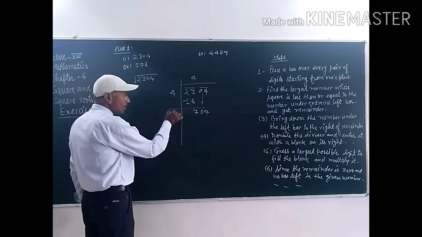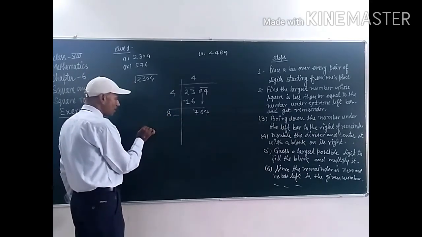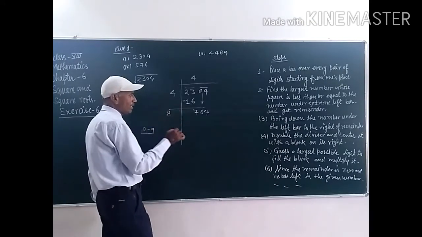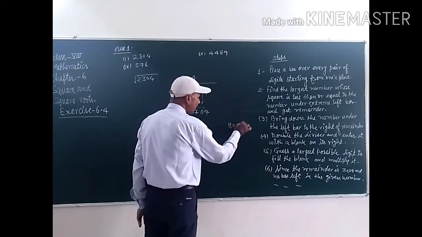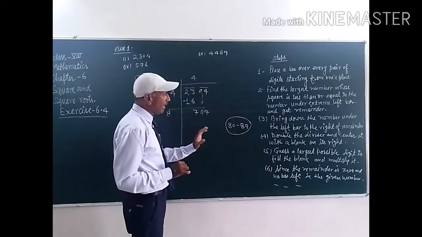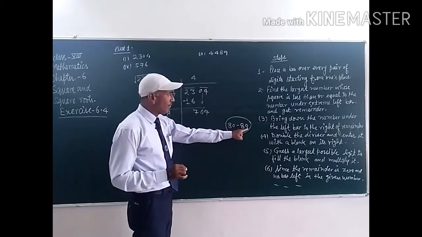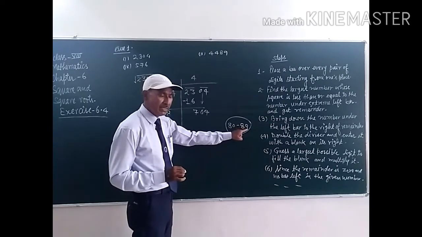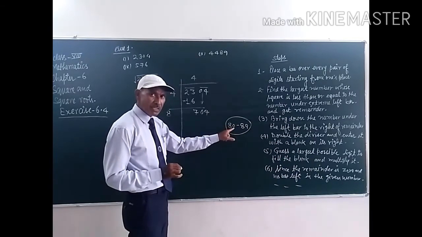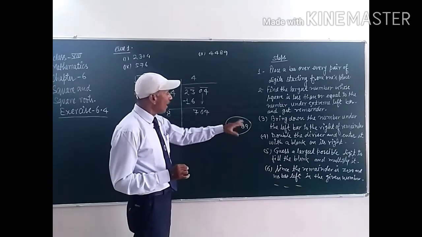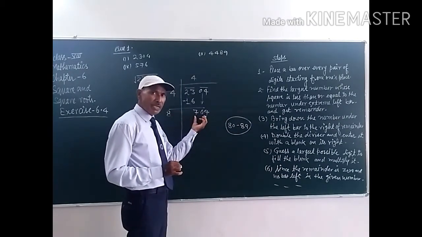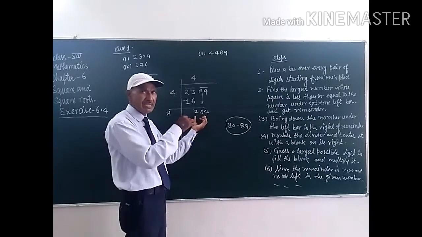Now in this place we have to put a number that is from 0 to 9. Clear, students? The place value of this number is from 80 to 89. Clear, students? Now from 80 to 89, if we choose 89, then we have to multiply this 89 by 9. If we choose 80, then we have to multiply this 80 with this number 0. Clear, students? So we have to guess this. The multiplication of the number will be equal to 704 or less than 704.